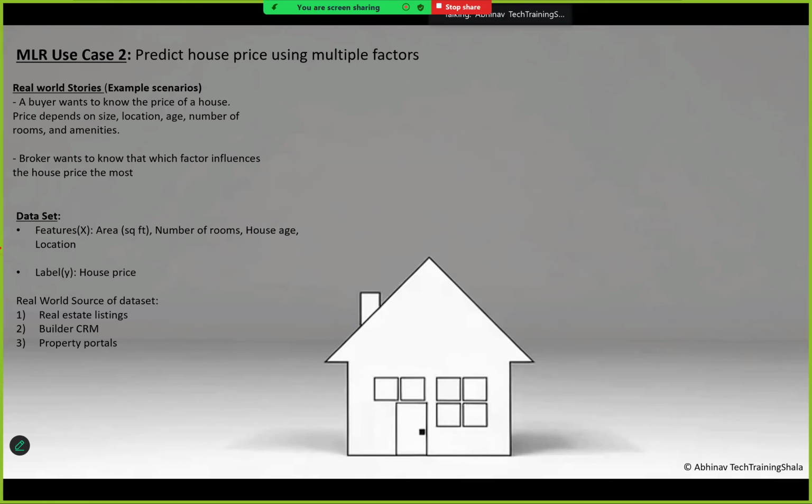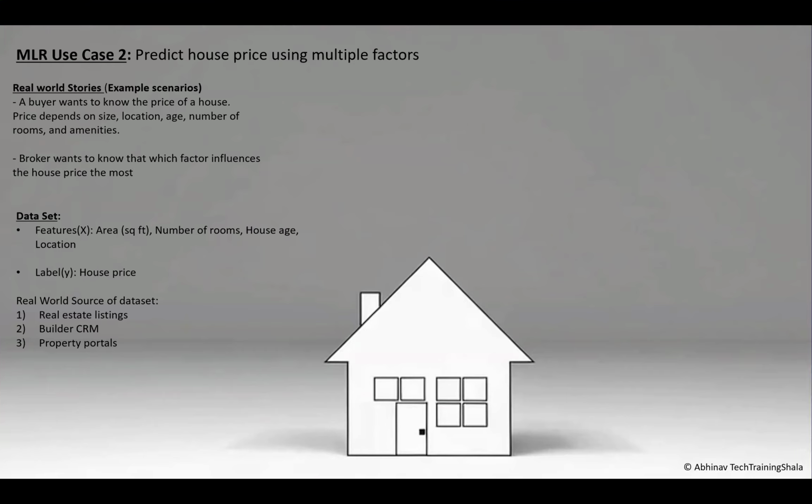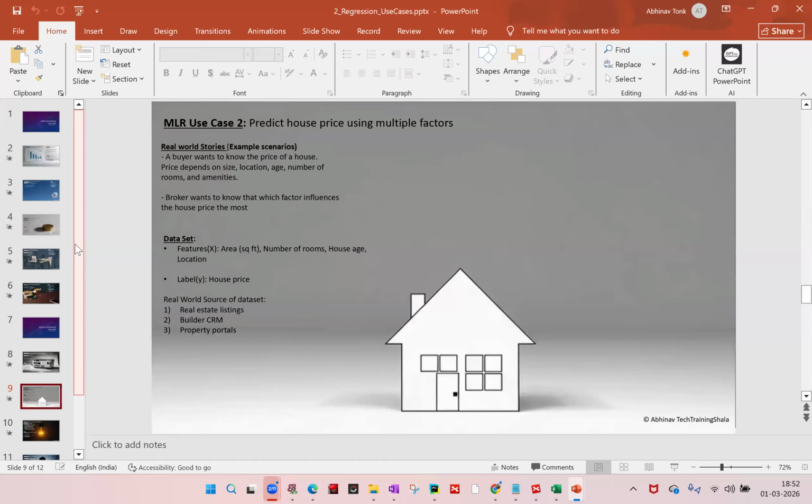Initially, in simple linear regression, we just considered area. Now, in this case, we will consider not just area, we'll consider number of rooms also, house age also, location, something like that. So these are some of the use cases. Whatever example I take, I'll share these examples with you, and as a homework, you can take other examples and try to build Python code over it. Okay, enough of theory.